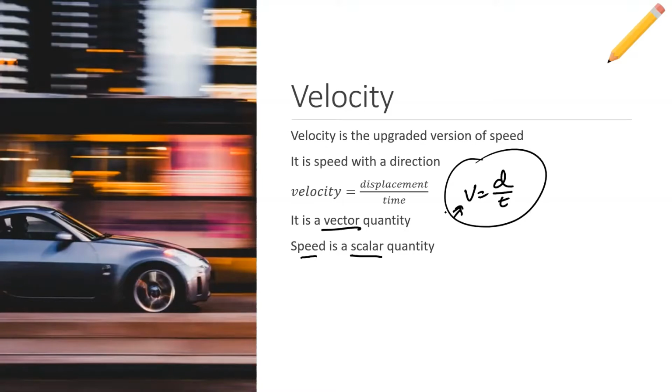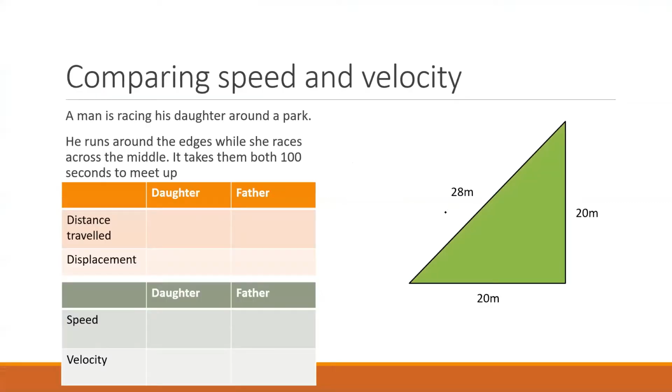I'm going to jump ahead to the next slide now, because I've got 5-10 minutes left before the bell at 10:36 goes. So let's just do this last little bit here. We're going to compare velocity with speed. This is the very last idea. A man is racing his daughter across a park. He runs around the edge while she races across the middle. It takes them both 100 seconds to meet up.